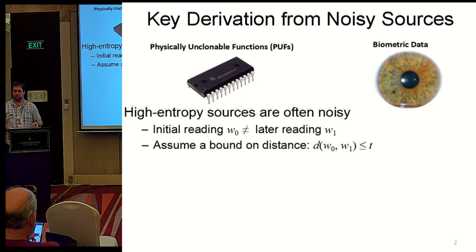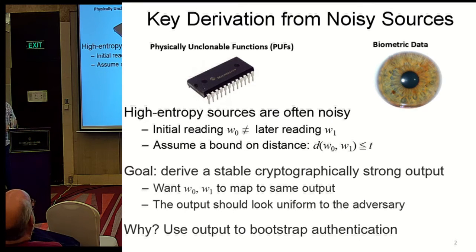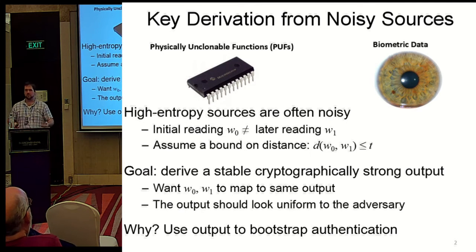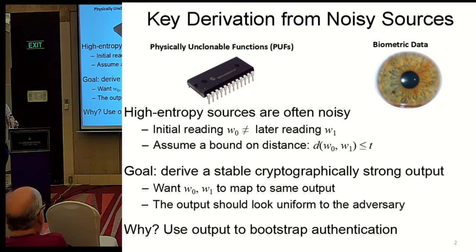We can take some initial reading from them that we're going to call W0, and this is not equal to a later reading. If we measure the same thing again at a new time, it's going to be a different value, W1. But these two readings aren't going to be independent. We're going to assume that there's a bound on the distance, that the distance between W0 and W1 is less than t. For most of this talk, we're going to consider the Hamming distance, but you can define this perfectly well for any distance metric. What we want to do is get a cryptographically strong and stable output from these readings. W0 and W1 should map to the same output that should look uniform to the adversary. And if we can do this, we can use it to bootstrap authentication.